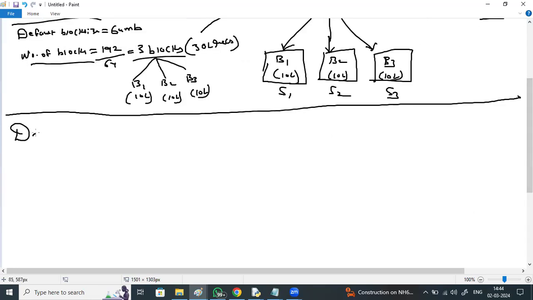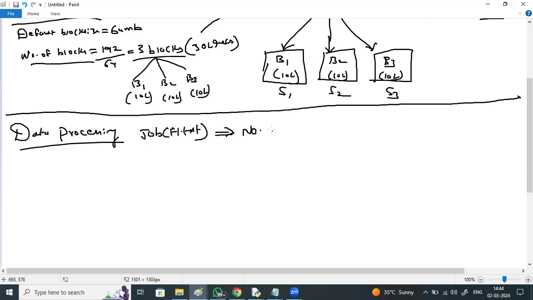Data processing, right? Data processing is nothing but the job to process the file f1.txt. The job is divided into tasks. Number of tasks equal to number of unique blocks. How many unique blocks? 3 blocks. Number of tasks equal number of unique blocks. So how many tasks? 3 tasks: T1, T2, and T3.